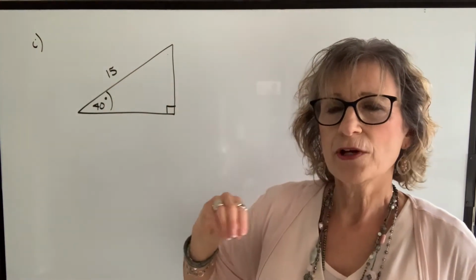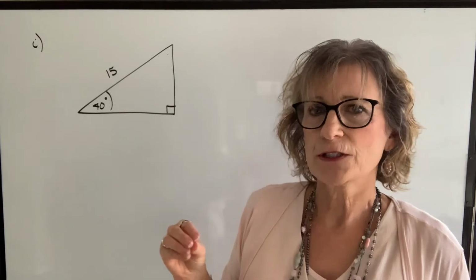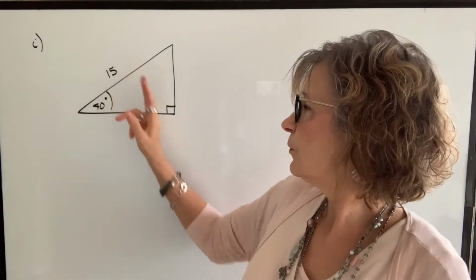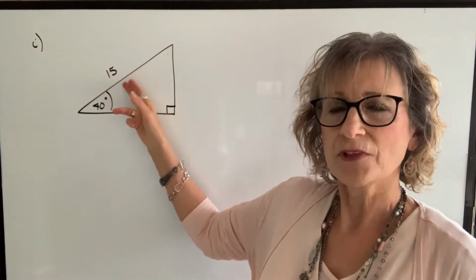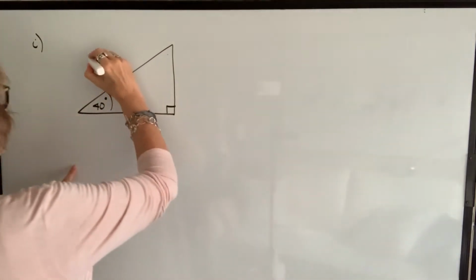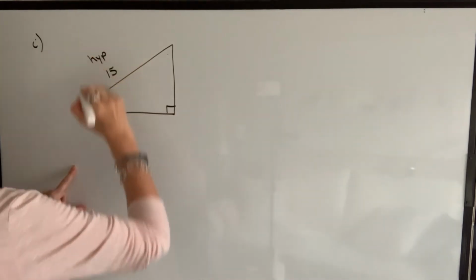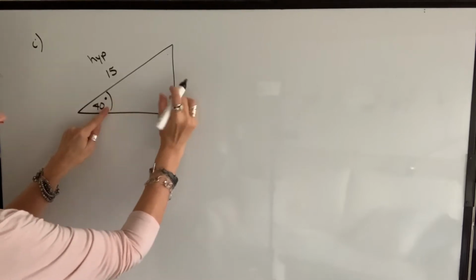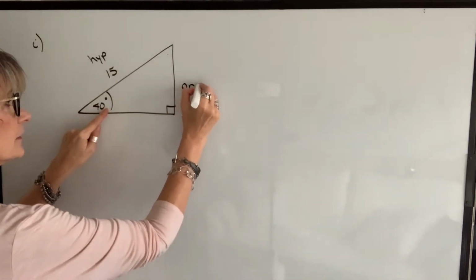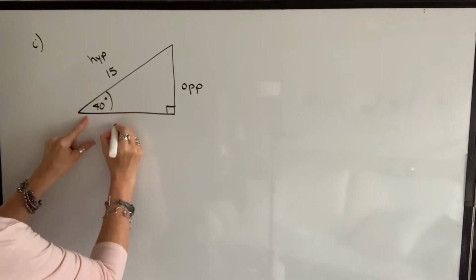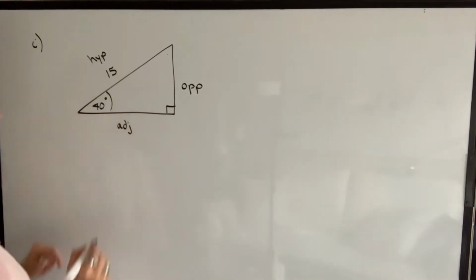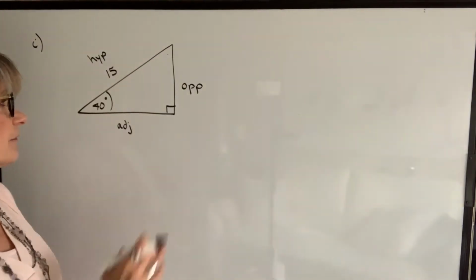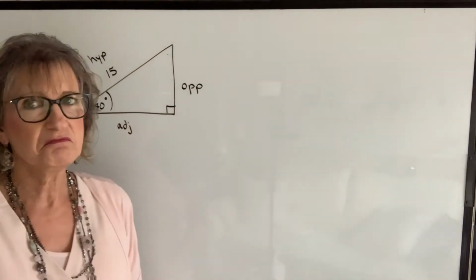And what we are going to do first is name all of our sides in relation to the angle that we're given. So we know that the side opposite the right angle is always going to be the hypotenuse. So this side is our hypotenuse. In terms of this angle, the side opposite is going to be this side, and the side adjacent to the angle is this side.